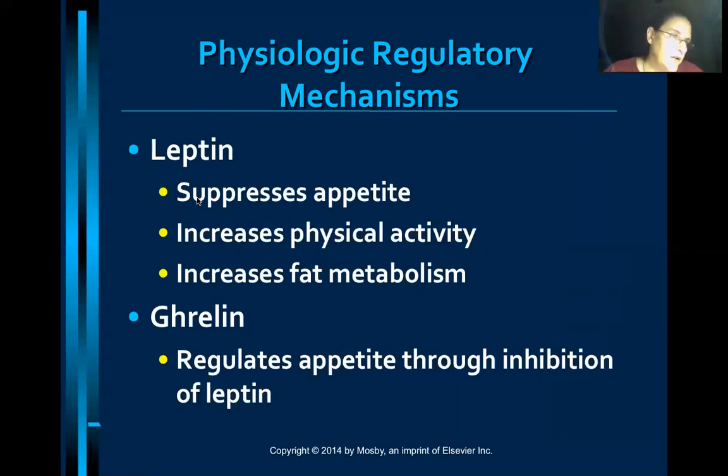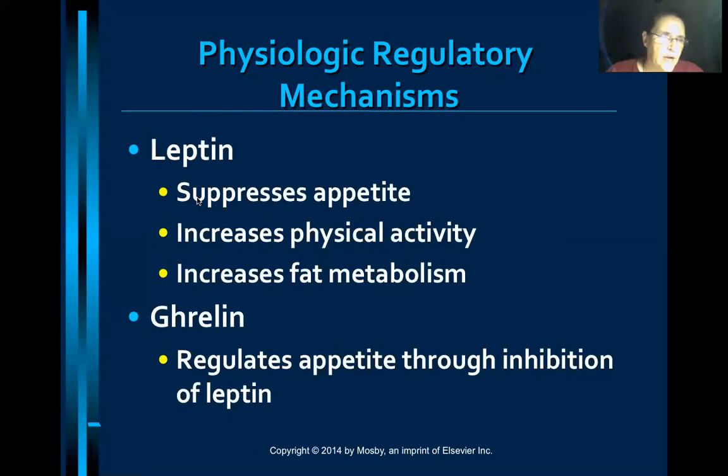In obesity, the level of leptin is actually increased, which has raised the question of whether obese people are insensitive to leptin. Possible causes include failure to produce enough leptin receptors, or production of faulty receptors. Ghrelin is the hormone that regulates appetite through the inhibition of leptin.